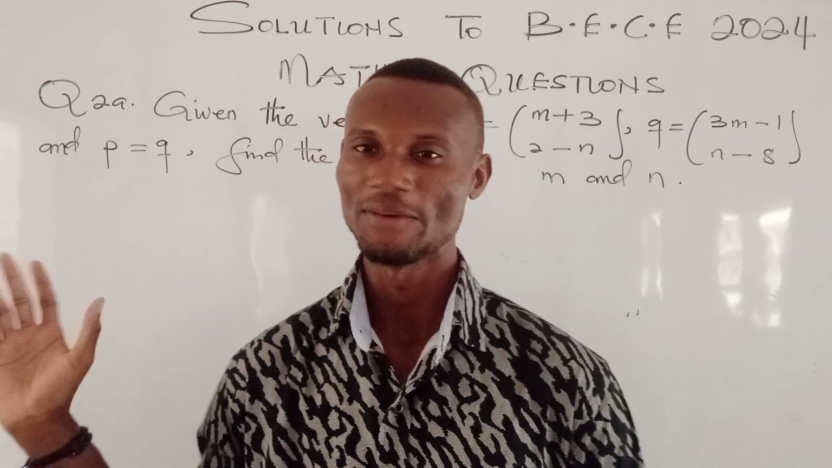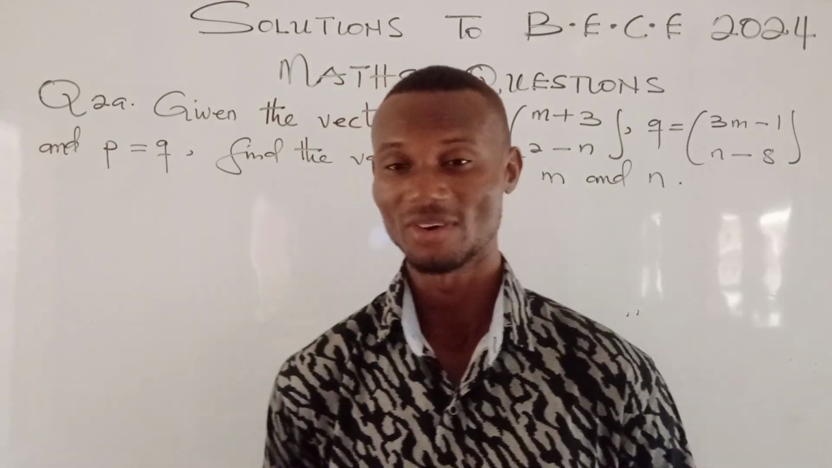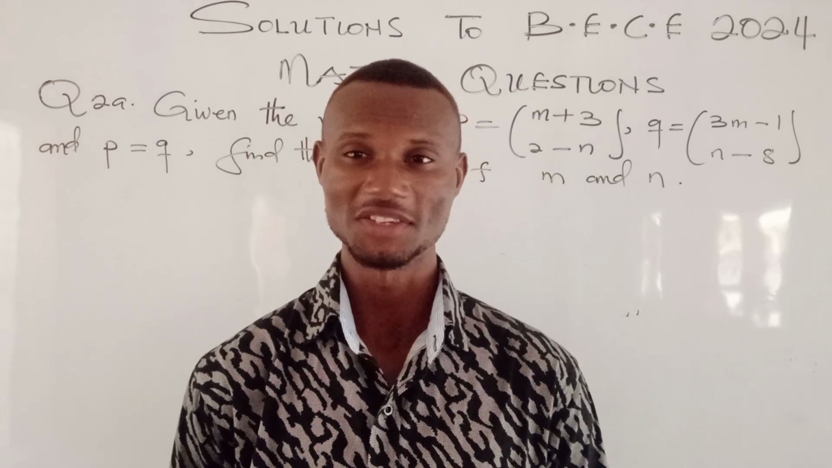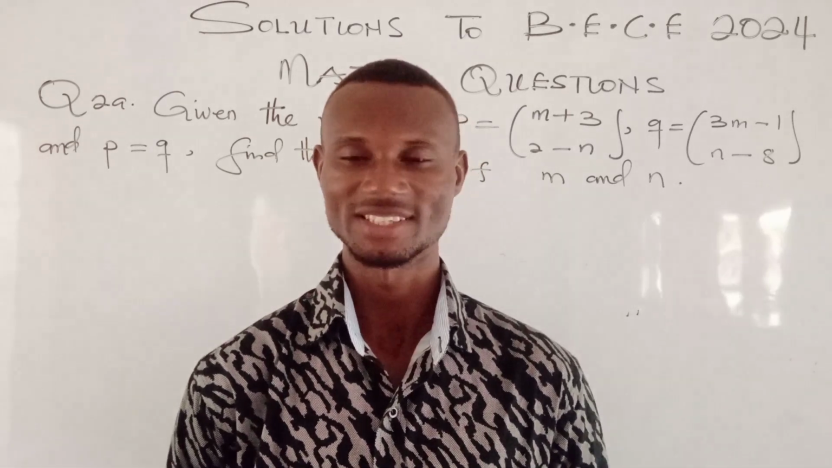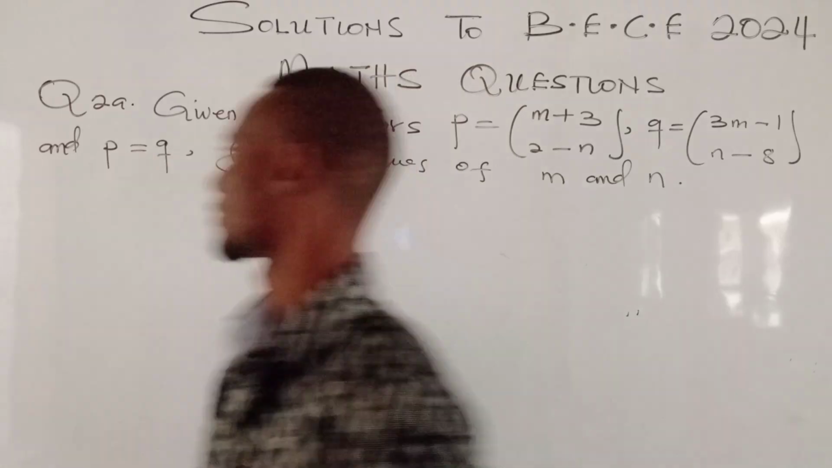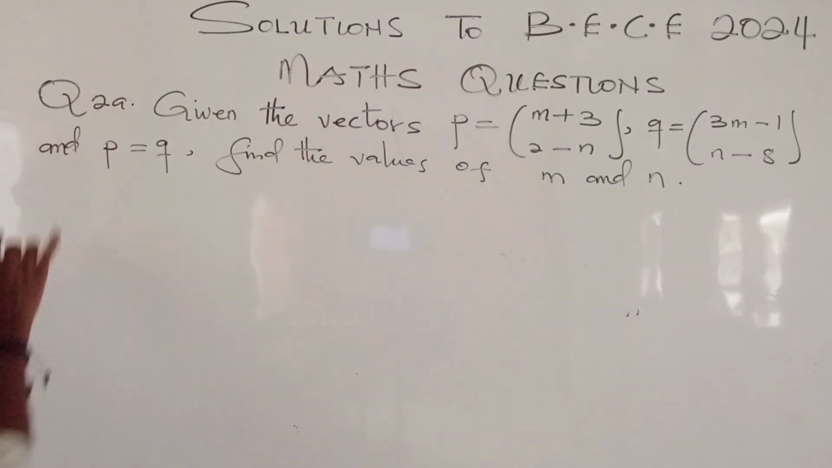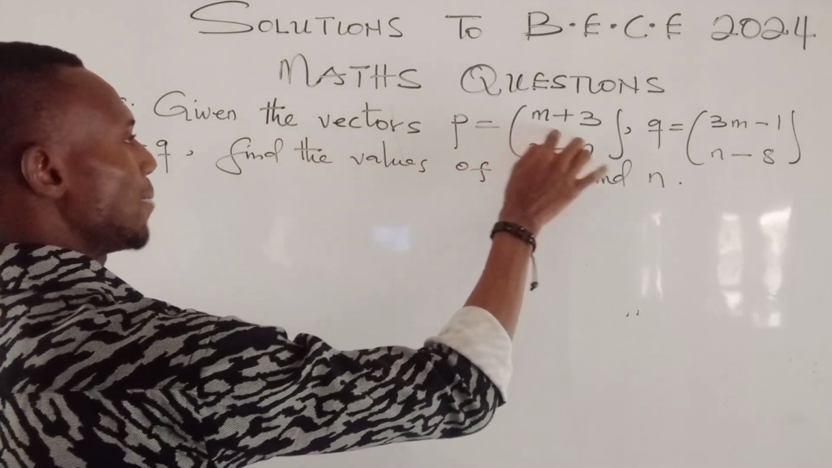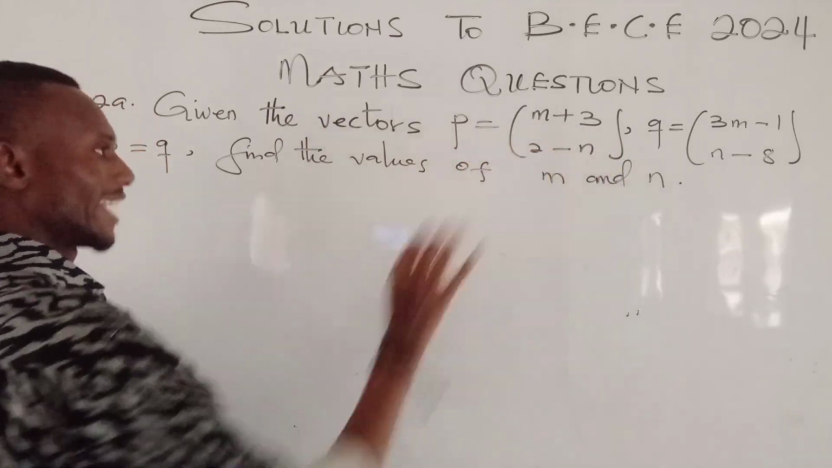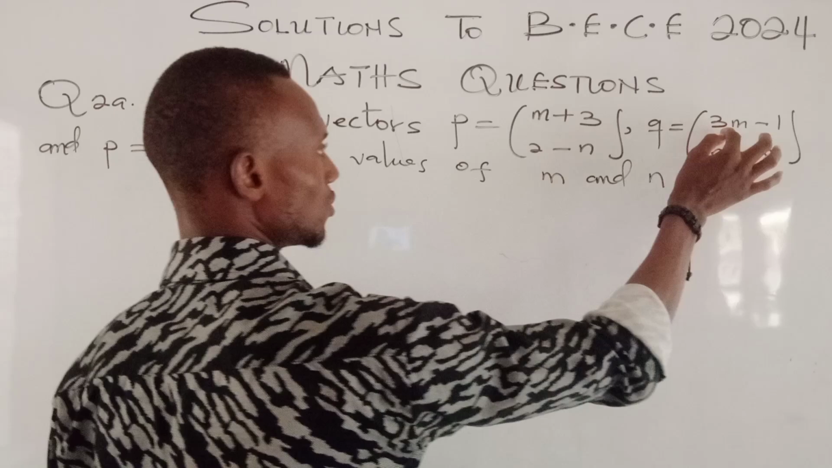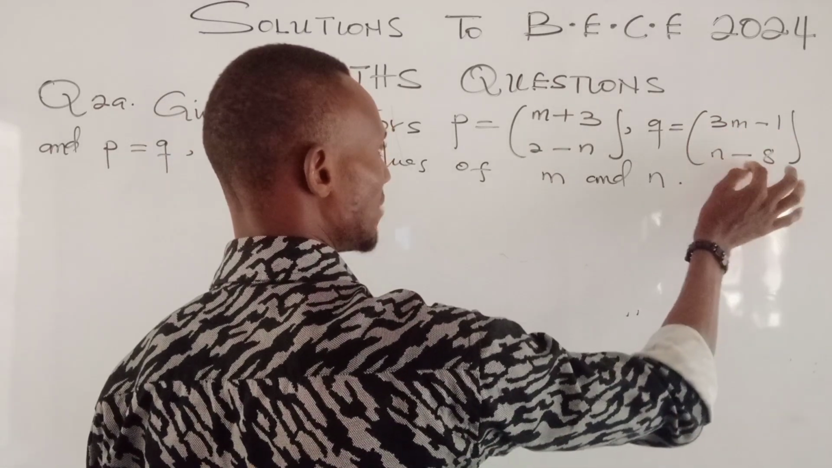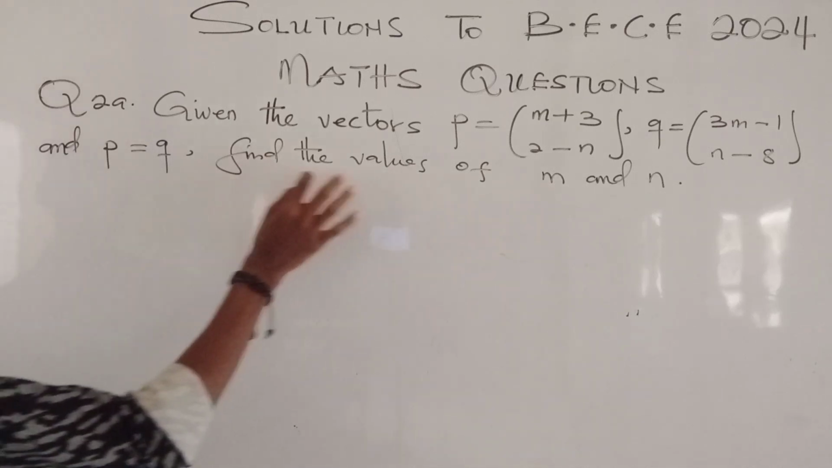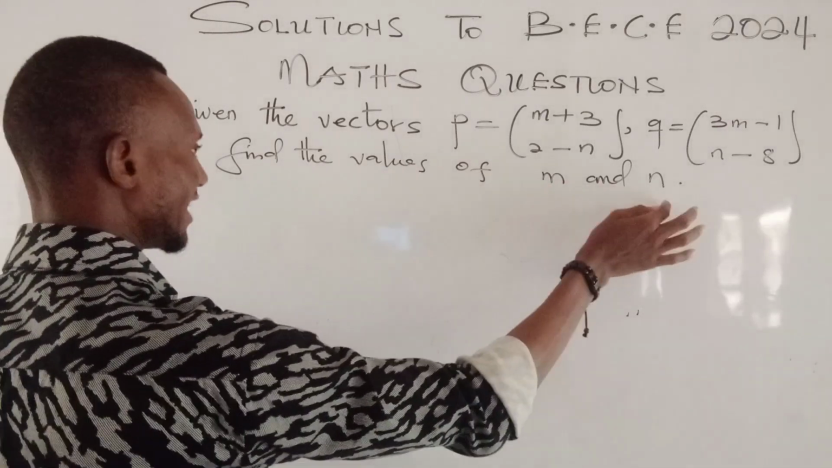Let's go ahead and read the question that I have on the board. Again, this is the solutions to the B.E.C.E 2024 mathematics questions, the theory part. It says, given the vectors p equals (m plus 3, 2 minus n), q equals (3m minus 1, n minus 8), and p equals q, find the values of m and n.